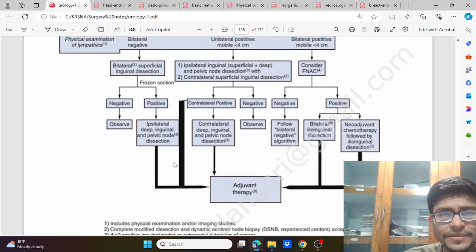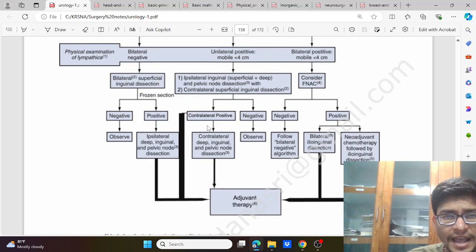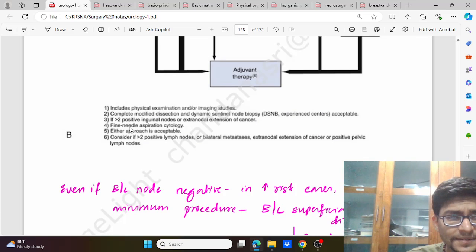And 3, where we go for pelvic dissection, if there are more than 2 positive inguinal lymph nodes or extranodal extension of cancer, as in here the pelvic lymph node dissection and here pelvic lymph node dissection. Then 4 is FNAC, as we have seen.